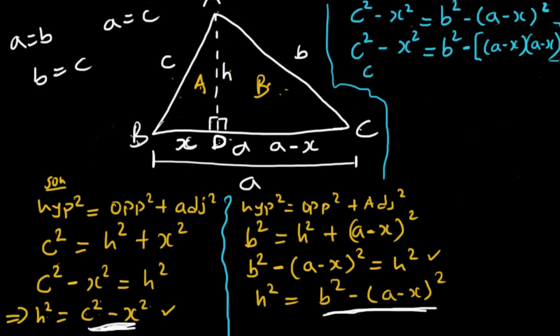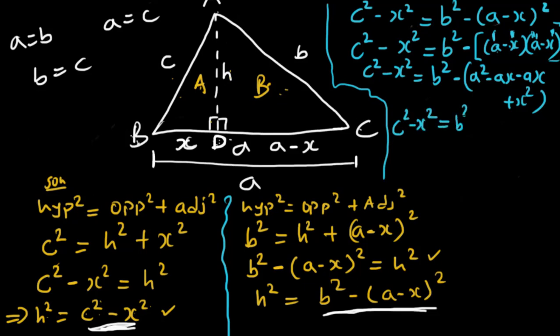Now if we open the bracket, we'll be having c squared minus x squared equals b squared minus: a times a will give us a squared, a times minus x will give us minus ax, minus x times a will give us minus ax, then minus x times minus x will give us plus x squared. Do you understand this? We just open the bracket. This times this, this times this, then this times this, and this times this. Does that make sense? So we are having c squared minus x squared equals b squared minus (a squared minus 2ax plus x squared). Do you understand this?